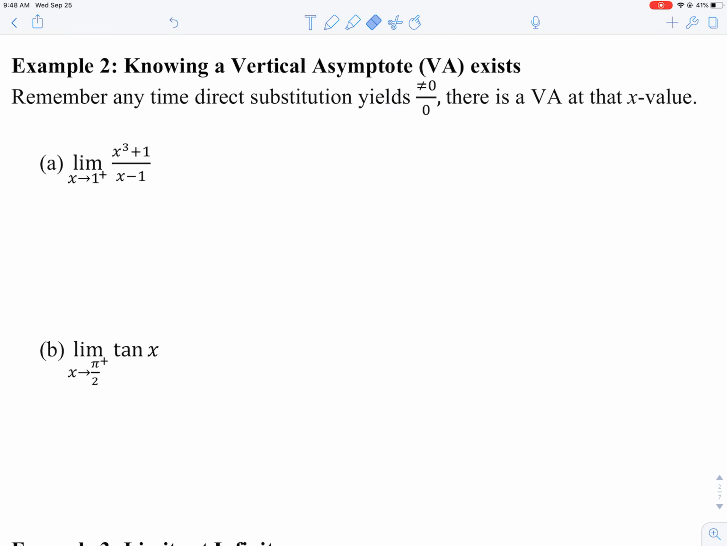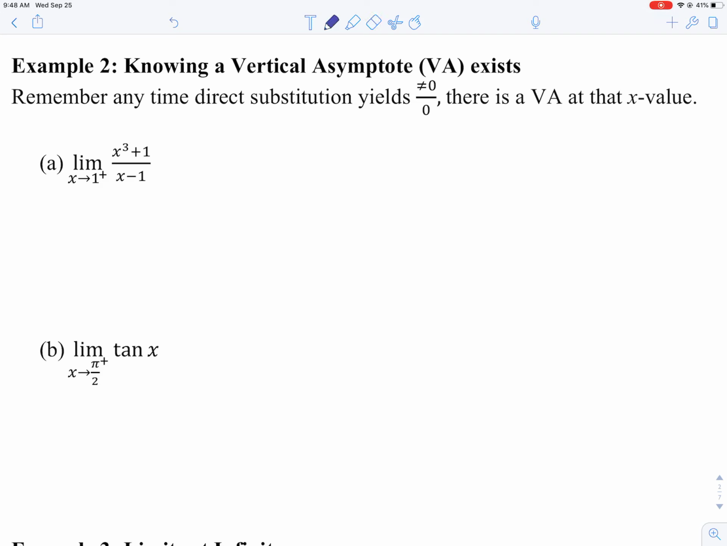Now we're going to look at when we know there is a vertical asymptote. When the function has a vertical asymptote, as the function approaches the vertical asymptote, the graph will either increase or decrease without bound, meaning the graph will approach positive or negative infinity. If you try direct substitution, you know there's going to be a vertical asymptote at whatever that x value is if you end up with a number besides 0 over 0, so 0 in the denominator but not in the numerator.